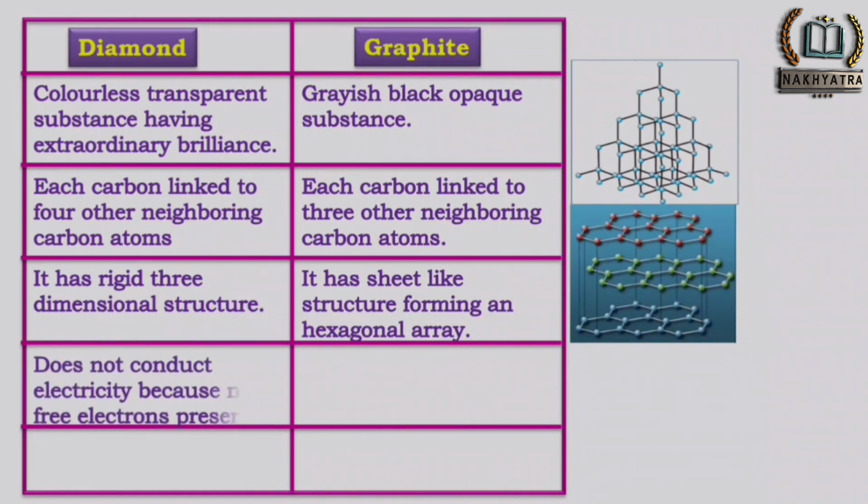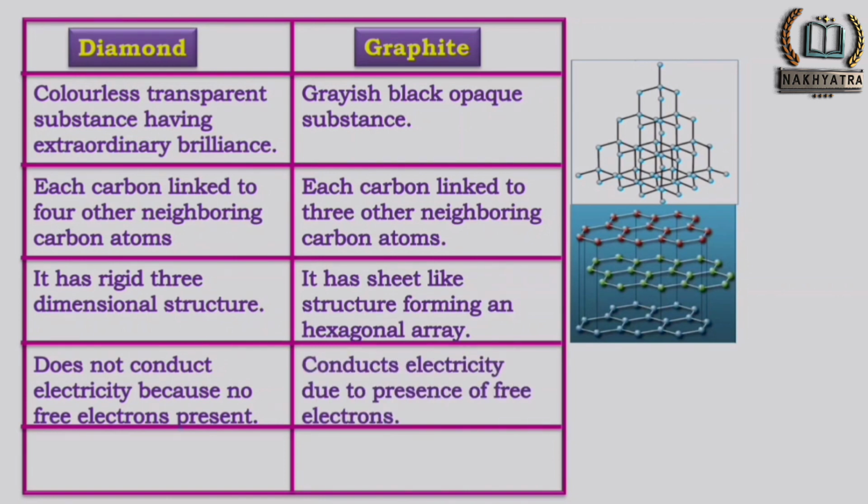Now the fourth characteristic: diamond does not conduct electricity because no free electrons are present. In diamond there are no free electrons, therefore it will not conduct electricity. But graphite conducts electricity due to the presence of free electrons. So graphite is a good conductor of electricity. The last characteristic for diamond: it is extremely hard and heavy.